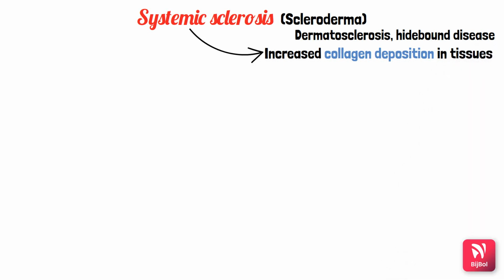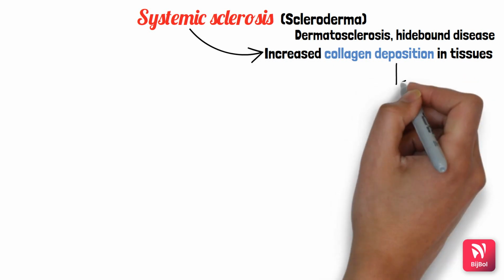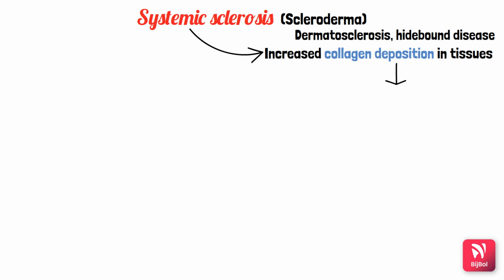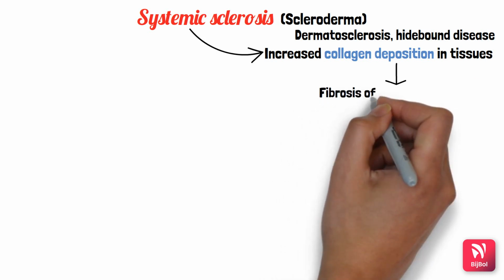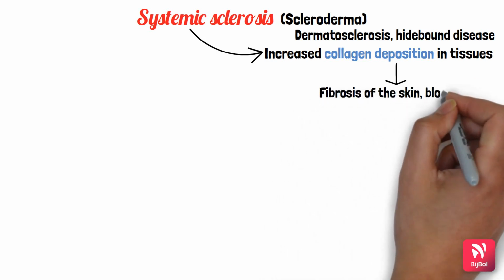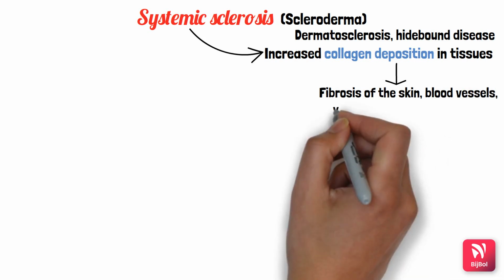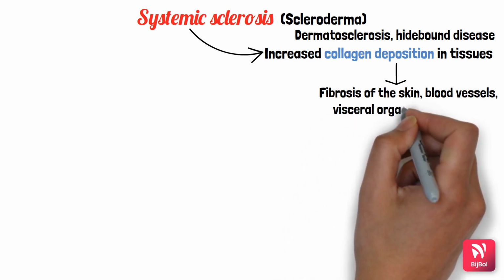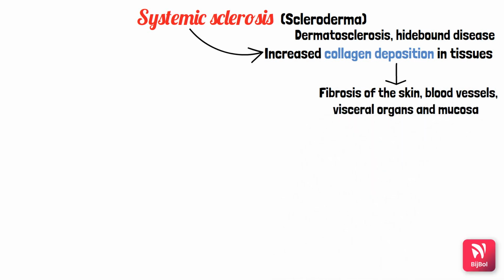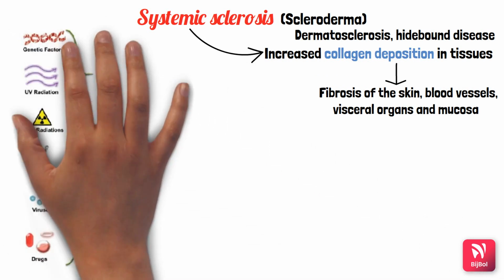That means this collagen will be deposited in various organs. Whenever there is increased collagen deposition, what happens? There will be fibrosis. So fibrosis of skin will occur, fibrosis of blood vessels, visceral organs and mucosa. Wherever collagen is there, this fibrosis will occur, resulting in sclerosis. What is the reason behind this fibrosis? So let's discuss the pathogenesis of systemic sclerosis or scleroderma.